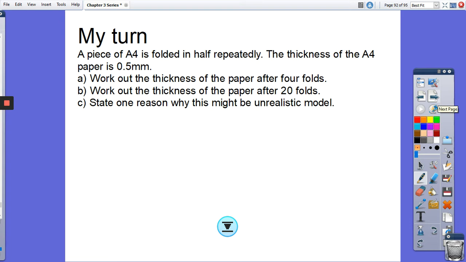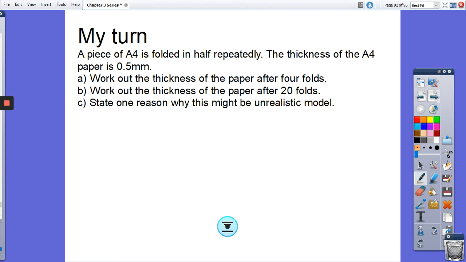So we've got a piece of A4 paper, and we're doing that trick where you keep on folding it and see how far you can go. The thickness of the paper is 0.5 millimeters. So that's where it starts off with. We start off with a thickness of 0.5. We fold it, so we give one fold, so it's like your second term. You're going to have 0.5, and if it's folded, it's going to be on top of each other. So you're going to have 2 lots of 0.5.